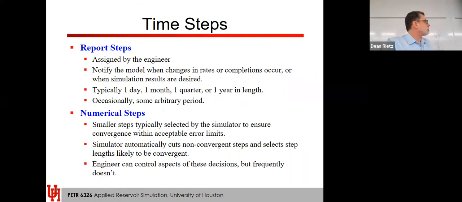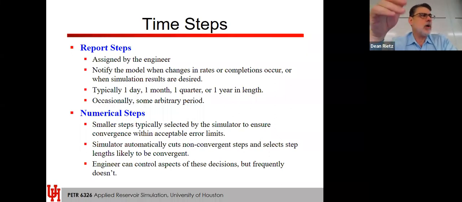Okay, so let's talk about time steps. Time steps are wherever the simulator does its calculations. While we were talking about solving the Jacobian, that's at the end of a time step. Now, we call them report steps, it's what you tell the simulator to stop at, and not stop at, to do its calculation.